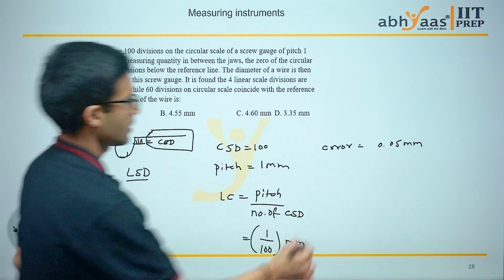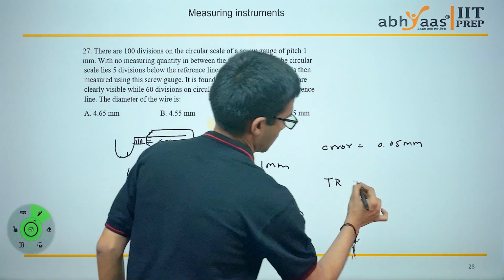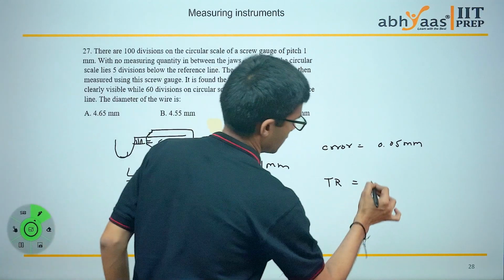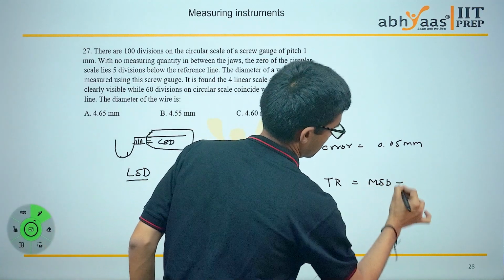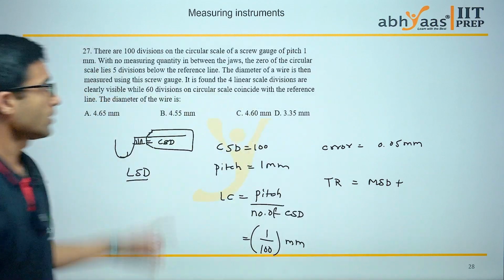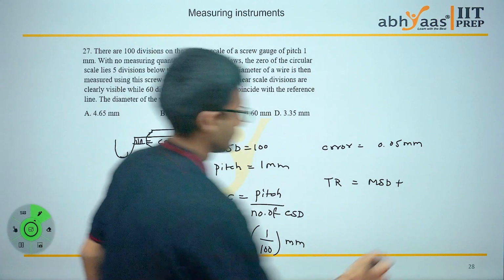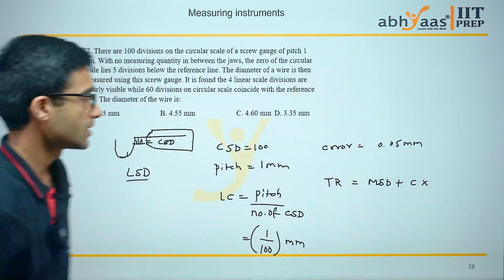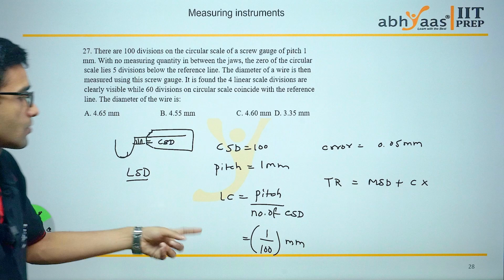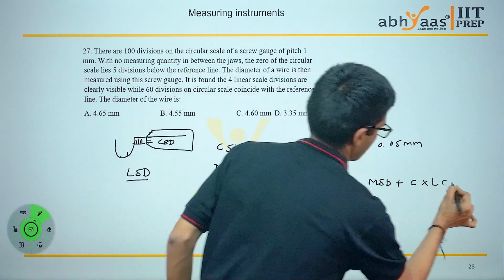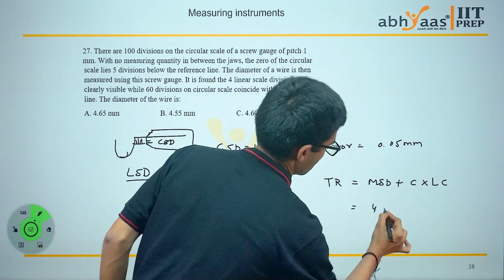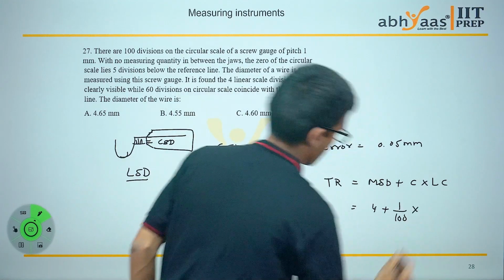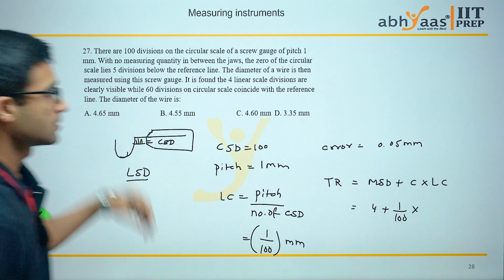So what is the total reading? Total reading is equal to 4 linear scale divisions, that is main scale divisions, plus least count into the number of coinciding divisions. Coinciding divisions I am writing as CSD, into LC, the least count. So if you observe here, 4 plus 1 by 100 into the least count, into coinciding divisions. How many coinciding? 60.